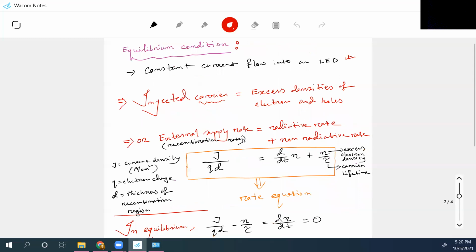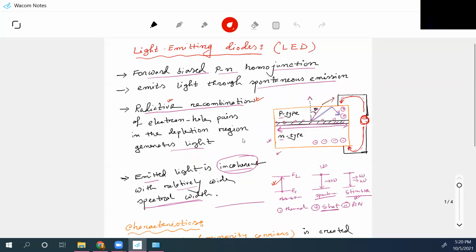So in constant current flow, the injected carriers, meaning electrons and holes, will be the same as the excess densities of the electrons and holes, because this is the reason for these excess densities. Who actually is the reason for these excess densities of electrons and holes? This is injected current. How much these injected carriers are supplied causes excess electrons and holes in the system. Here excess electrons, excess holes in this system, right?